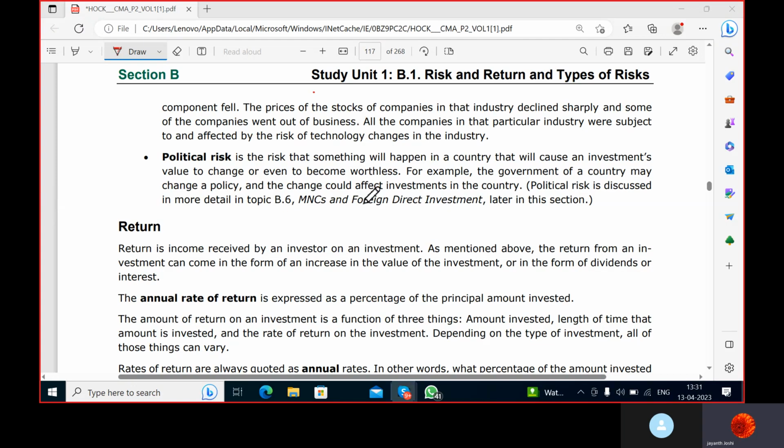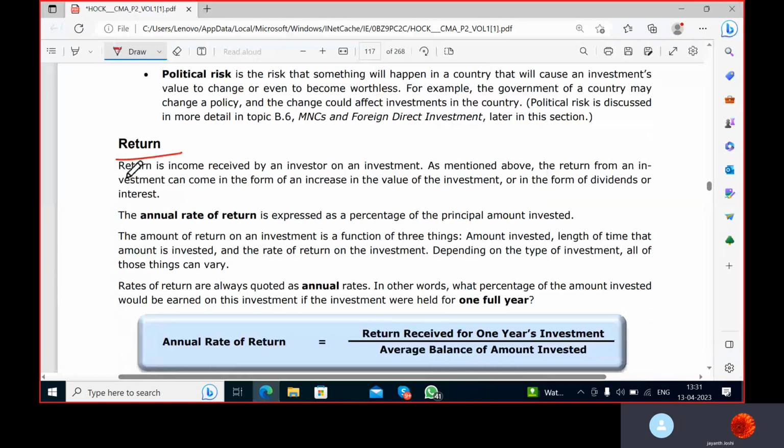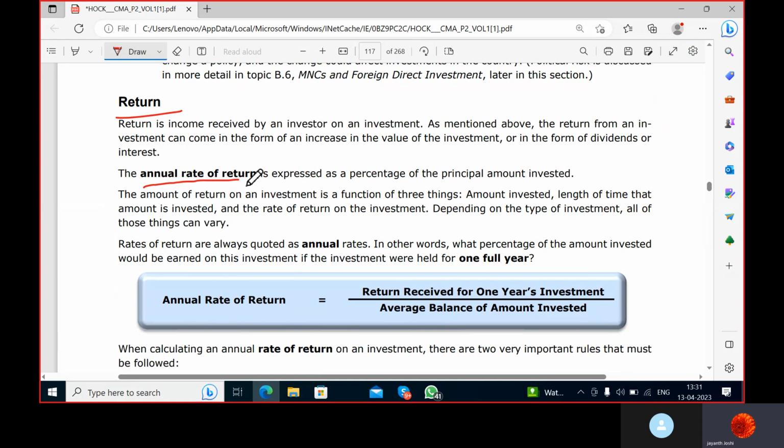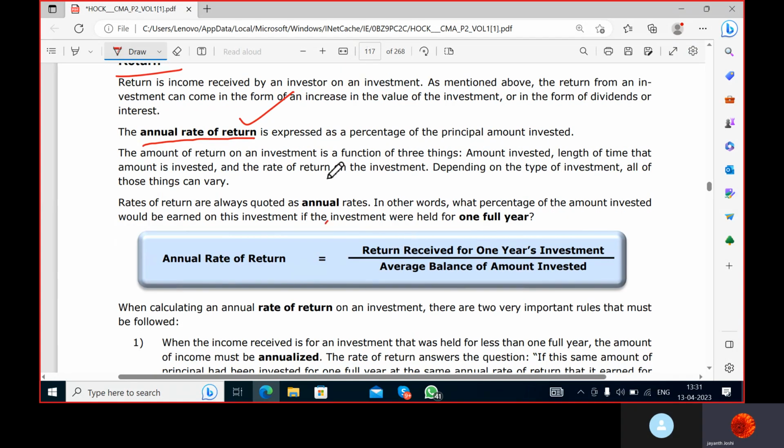So we are starting with return today. Return is nothing but the reward which an investor gets from his investment. It is nothing but the reward or income an investor receives from an investment. First we are speaking about annual rate of return. What is annual rate of return? When you invest your money for one full year, you will be getting some returns out of that.